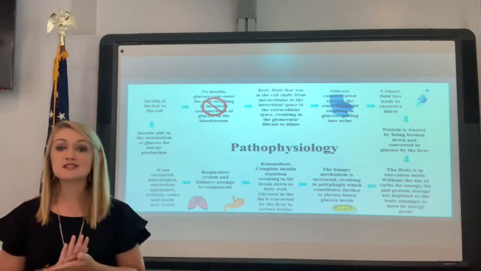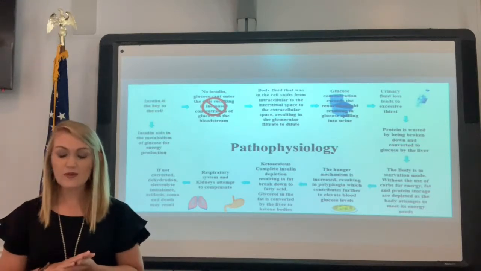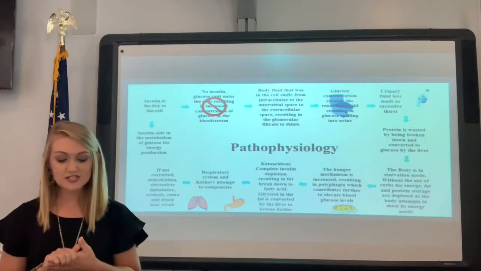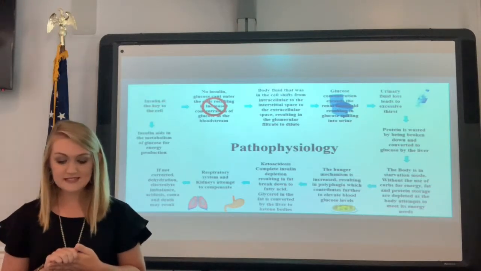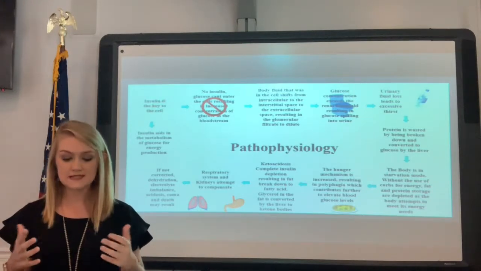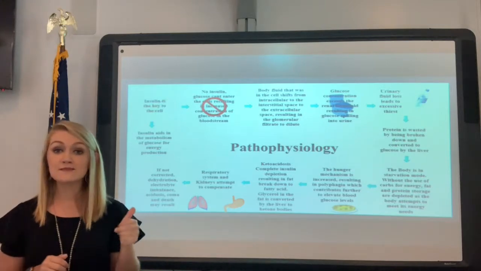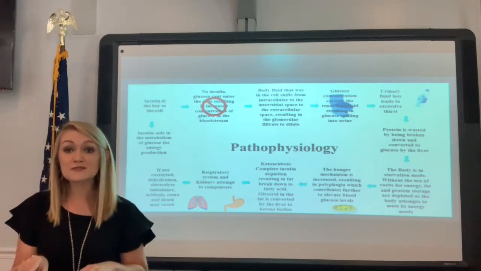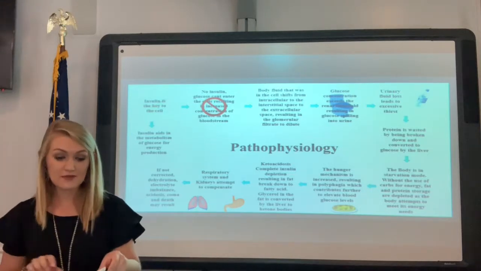Now the body is in starvation mode. Without the use of carbs for energy, fat and protein storage becomes depleted as the body attempts to meet the energy needs. The hunger mechanism increases, resulting in polyphagia, which contributes further to the increase in glucose levels.